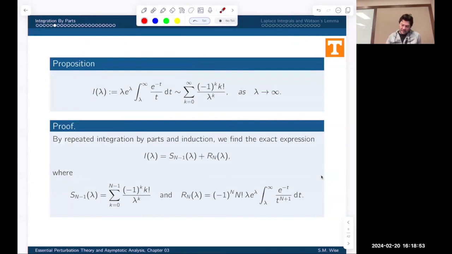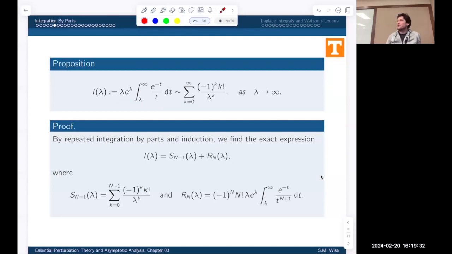So let's have a look at this integral. What we want to do is use the method of integration by parts to show that it has the asymptotic series representation given here. Now, for fixed lambda, here's a question for you. Does this series converge or not? So for fixed lambda, does this series converge? What do you think? What do you think? Not really.